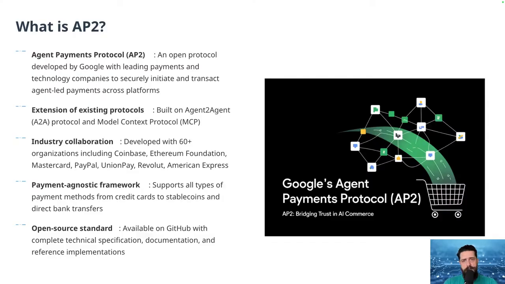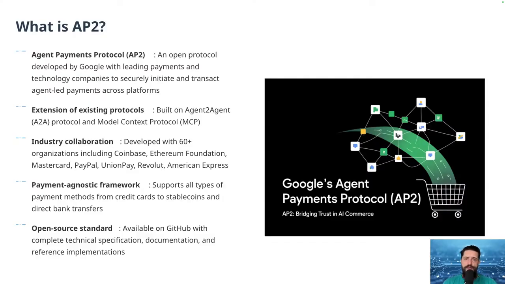seamlessly. It was developed by Google in collaboration with a massive list of industry leaders. We are talking about over 60 organizations, including giants like MasterCard, PayPal, American Express, and even major players in the crypto space like Coinbase and the Ethereum Foundation. This broad collaboration is key because it ensures that AP2 is built to be interoperable and widely adopted.